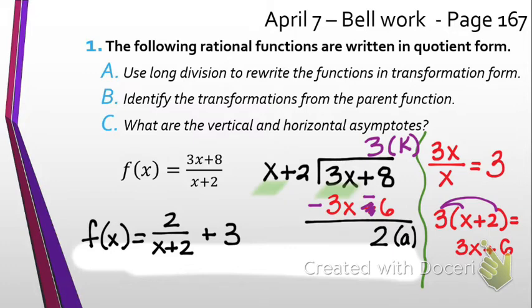So what I want you to do is take a moment, identify A, H, and K. Tell me if it stretches, compresses, goes left, right, up, or down. And then just tell me where the asymptotes are. Give me the equations for the asymptotes. So try to do part B and C by yourself, and then we'll go over B and C together.